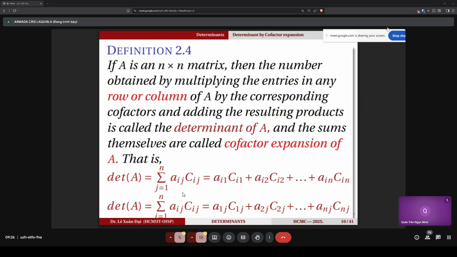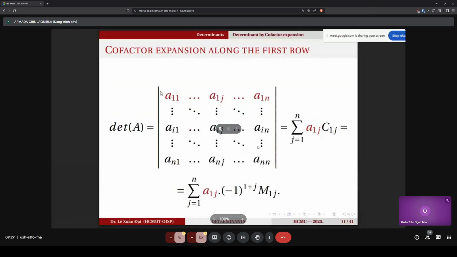So next we have this one. This is solving the determinant with the cofactor expansion of A. By the way, for the determinant, it's okay to pick a row or a column. It's up to you. So for example, if you pick the first row, that's A1j times C1j. And then the C1j's are equal to negative 1 to the power of 1 plus j times M1j. So we will now apply it.